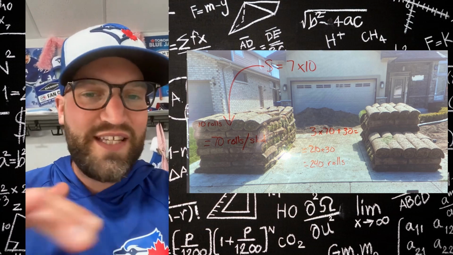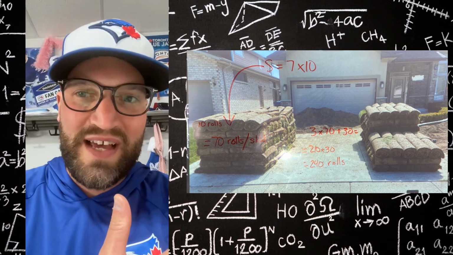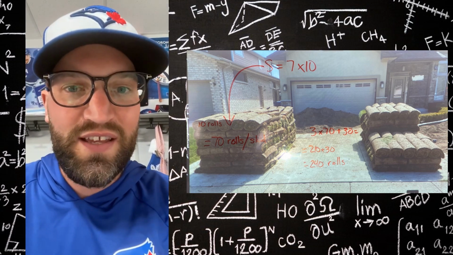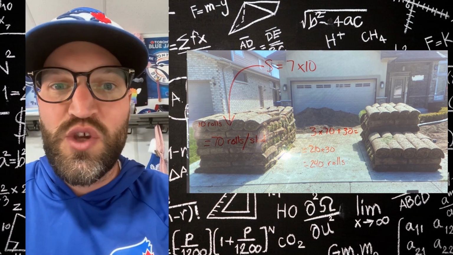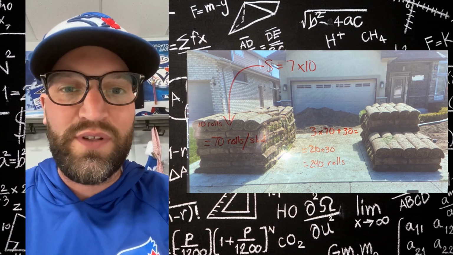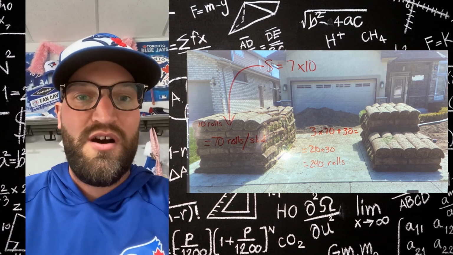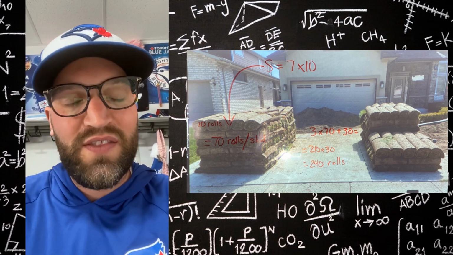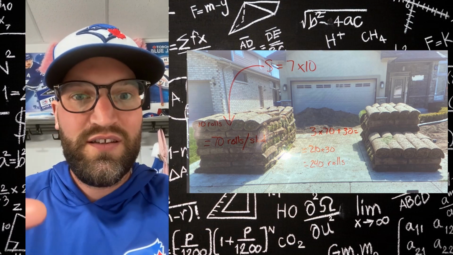All right, let's hit the brakes again. I guess that's a pun from the last video. But let's look at these skids of sod and see if we can create an expression using a variable. Each skid, if you look really carefully, has 10 rolls on each layer. And you can count that there are 7 layers.